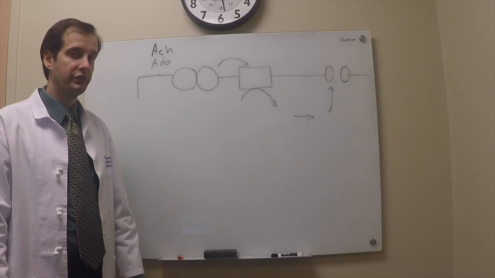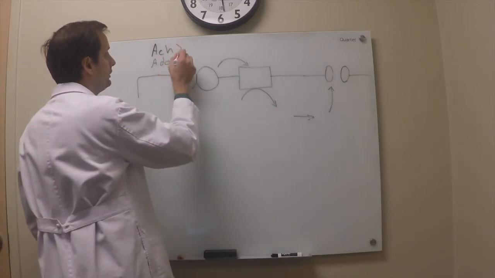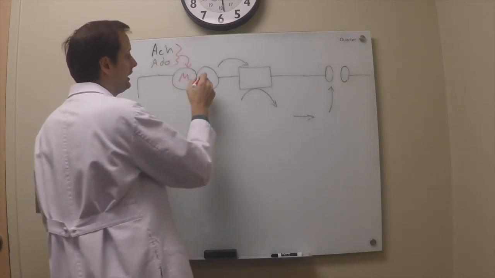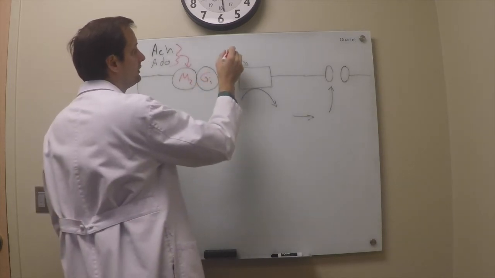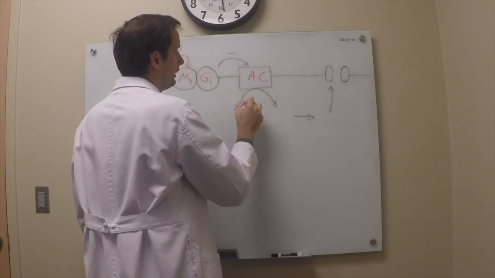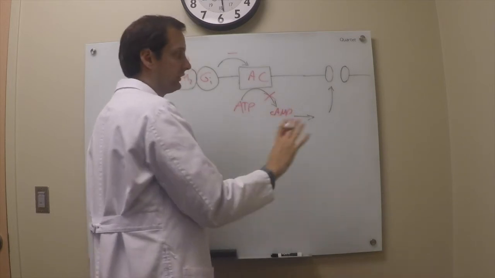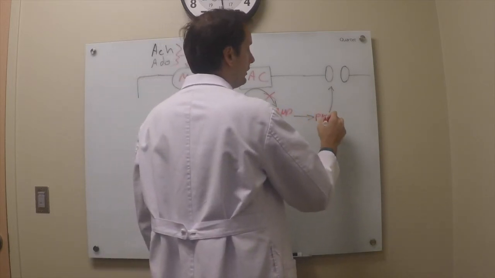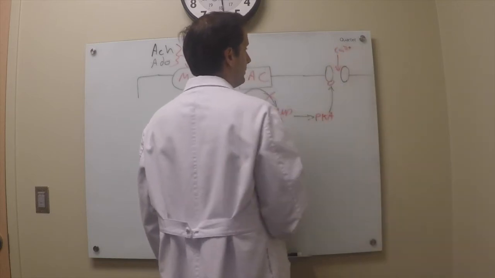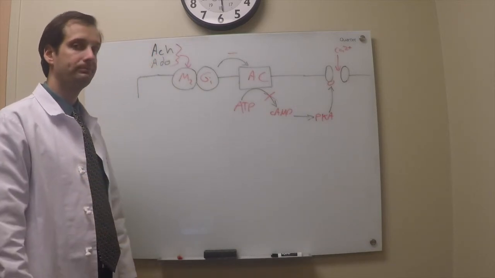To summarize inhibition of this pathway, if we have acetylcholine or adenosine, these will bind to their receptors, or muscarinic receptors. This will be coupled to a G inhibitory protein, which is going to have a negative effect on adenyl cyclase. Therefore, our ATP will not convert to cyclic AMP, and the rest of the pathway will not be carried out. We will not have PKA and phosphorylation of our slow inward L-type calcium channels, and we will not have an increase in trigger calcium.